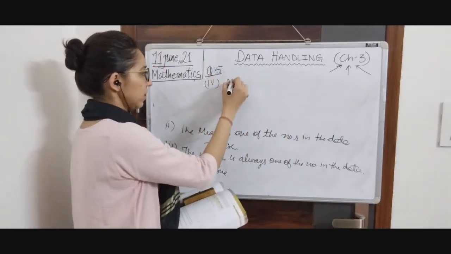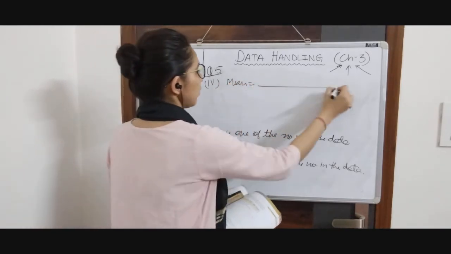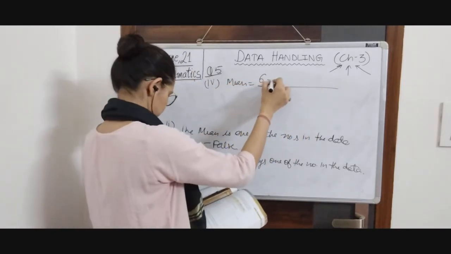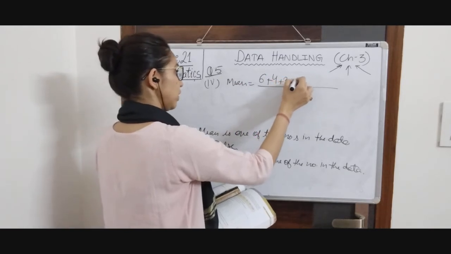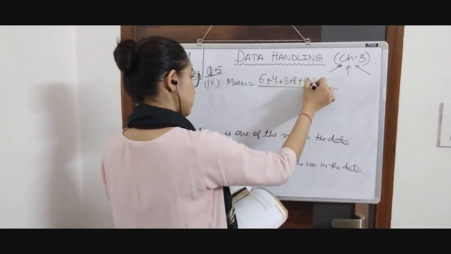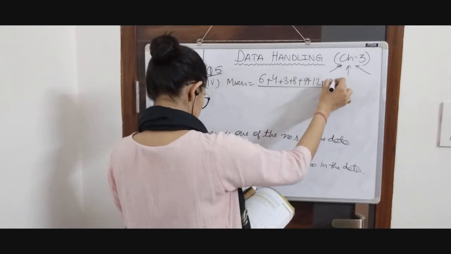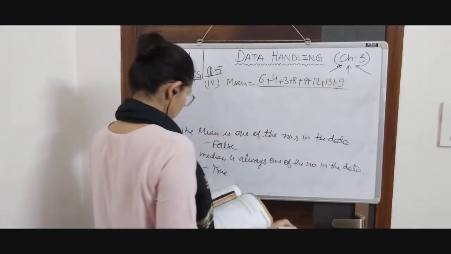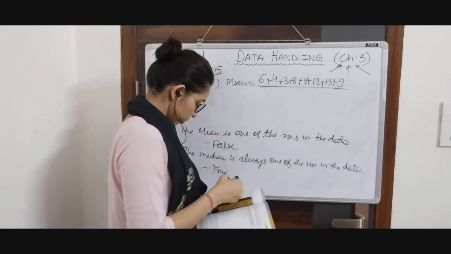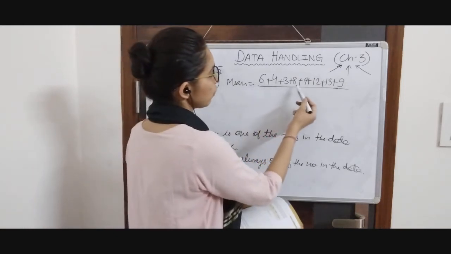Fourth part, mean is sum of observations. It is 6 plus 4 plus 3 plus 8 plus 9 plus 12 plus 13 plus 9. And the number of observations: 1, 2, 3, 4, 5, 6, 7, 8.